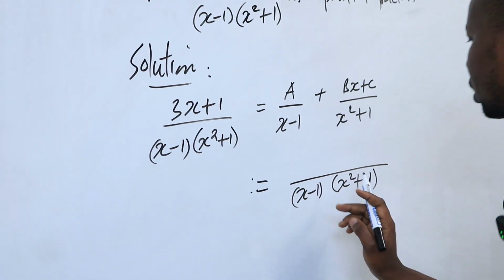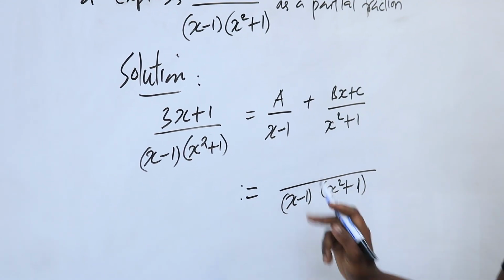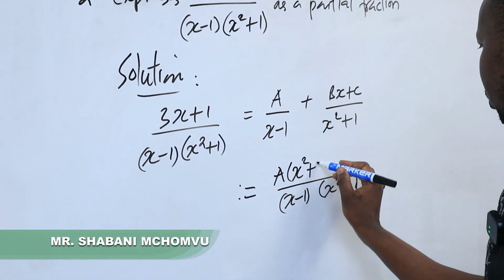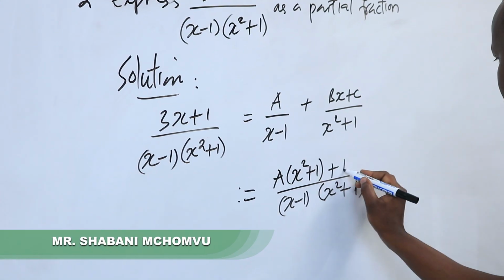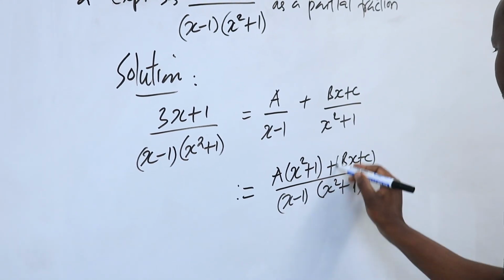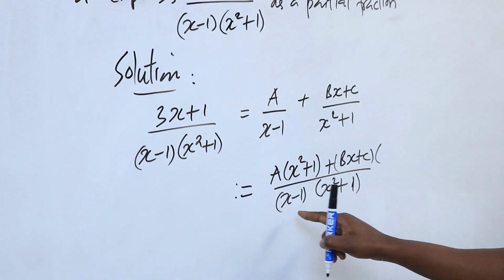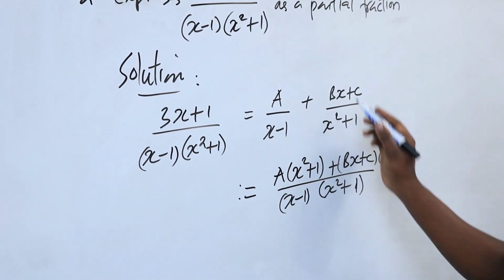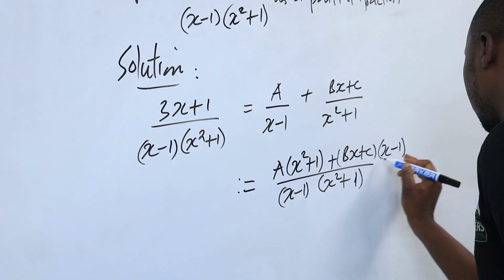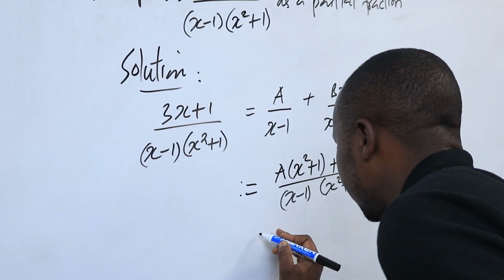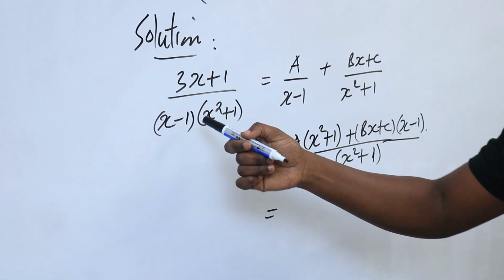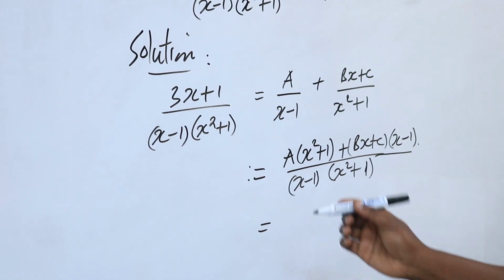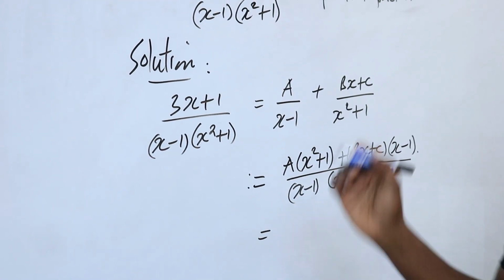So now taking this, divide by this, we get a times x squared plus 1. Now we add bx plus c. Now we multiply by what? All these divided by that, we remain with x minus 1. So times x minus 1. From there, because the denominator expressions on the left-hand side and right-hand side will be the same, we compare the numerator expressions from both sides.